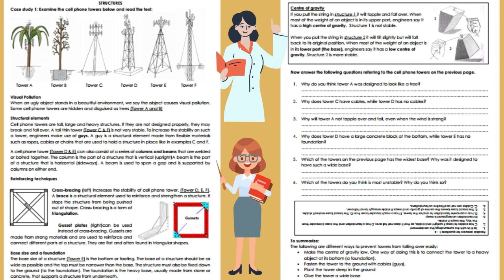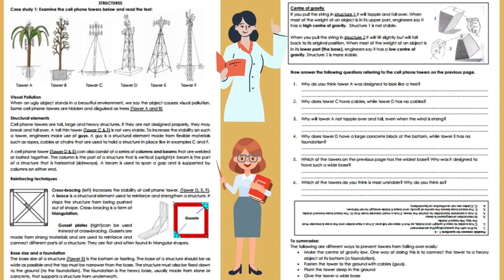A cell phone tower, Tower D and E, can also consist of a series of columns and beams that are welded or bolted together. The column is the part of a structure that is vertical, upright. A beam is the part of a structure that is horizontal, sideways. A beam is used to span a gap and is supported by columns on either end.